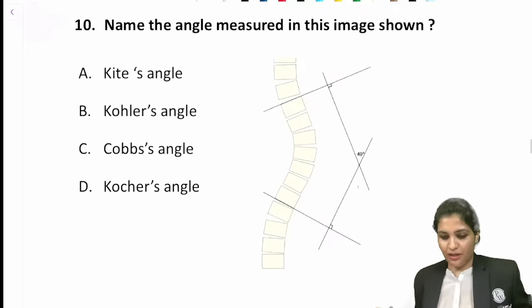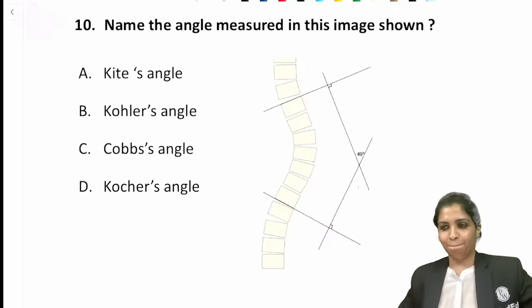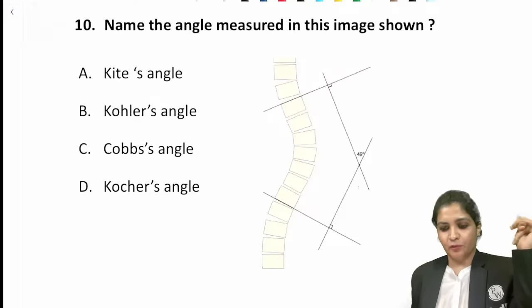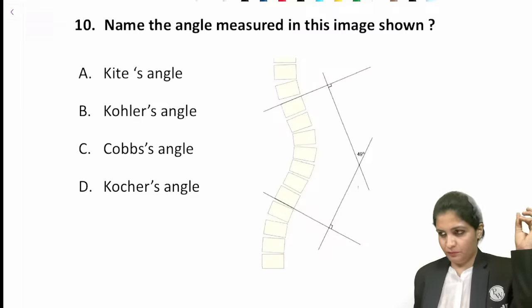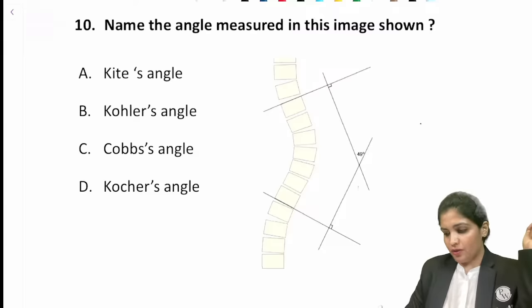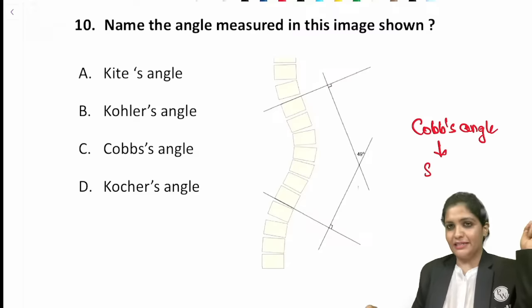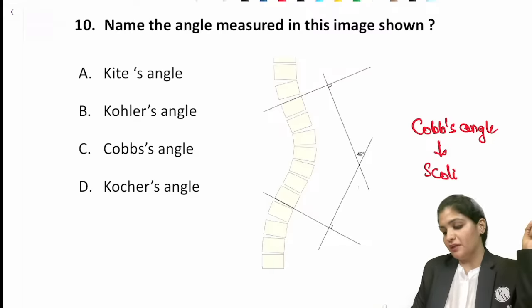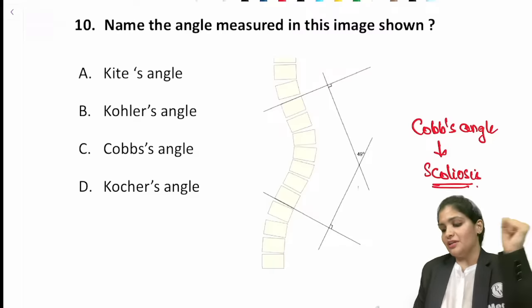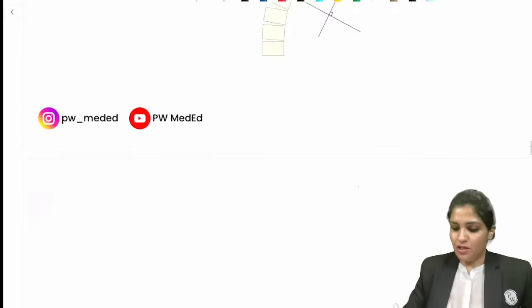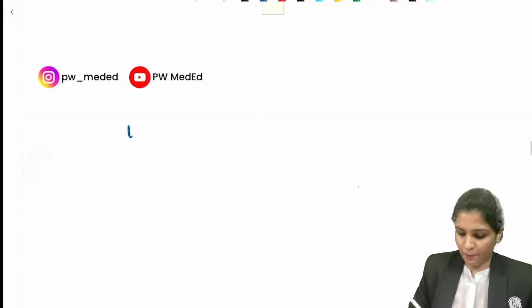Now answer this question. Name the angle measured in this image. What is the angle which is measured in this image? Quickly. It is your Cobb's angle. This is the angle for quantification of a condition in the spine called scoliosis. So let's learn in a little more detail about scoliosis. Scoliosis is nothing but sideward bending of the spine.